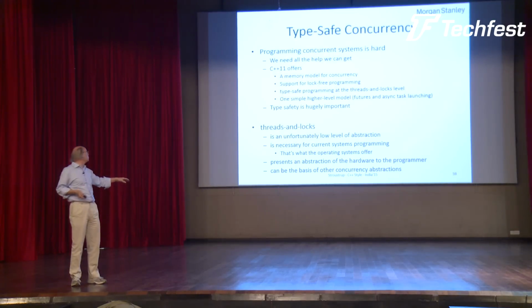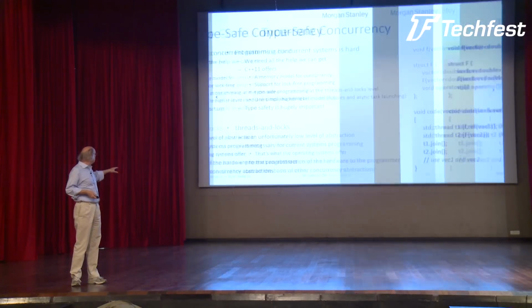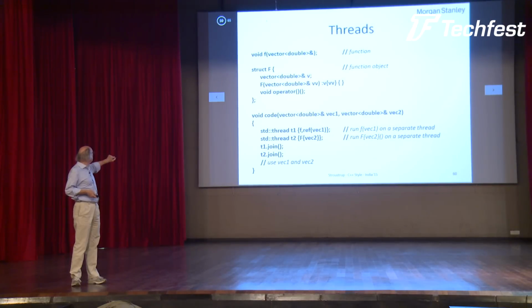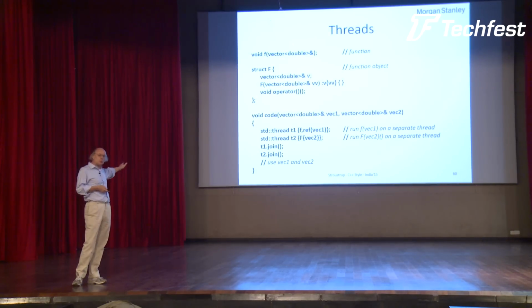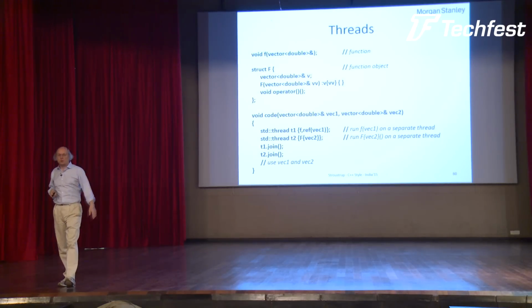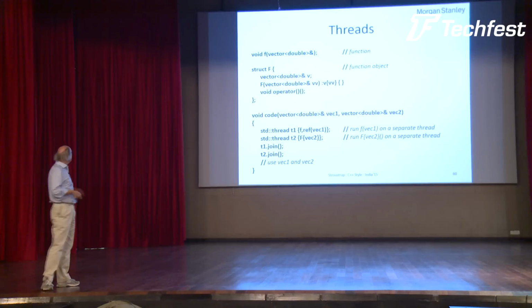This is what your system is doing. So we need to do more. Here's a simple threading example. I have a function f, I have a function object capital F, and then I can start f giving it a vector argument. I can start the other, capital F, with a vector argument. The threads run, they get joined, we're finished. This is the way we've been writing code since the Stone Age.